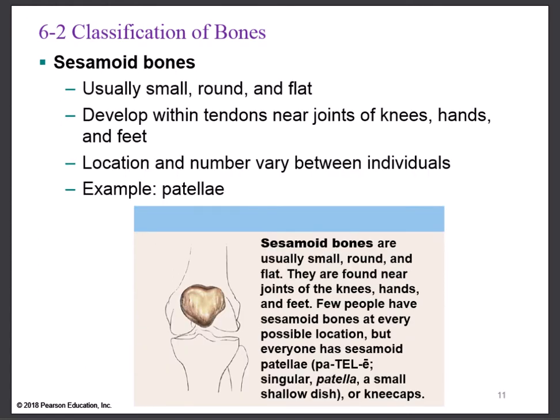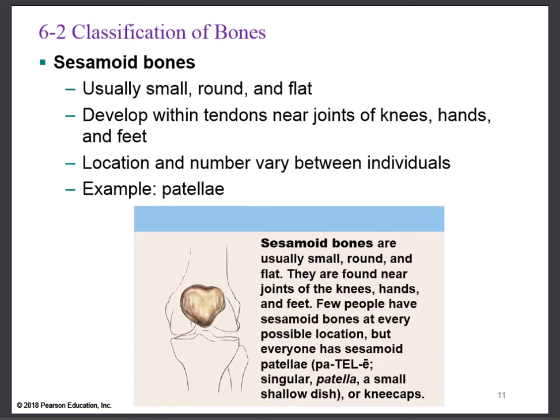Finally, the last one is known as a sesamoid bone. These are interesting. These are bones that, if you want to highlight, develop within tendons near joints, right? We find them around the knee, the hands, and the feet. They're typically small, round bones. They're a bit flat, but they're going to be found in the tendons, and their location is variable.